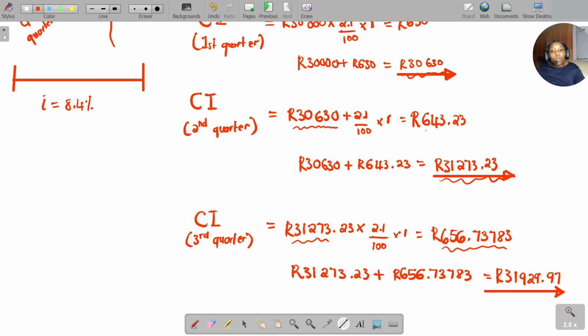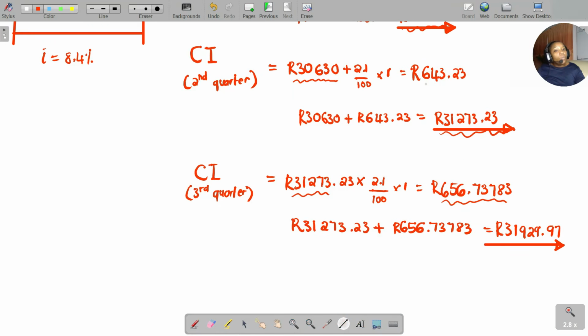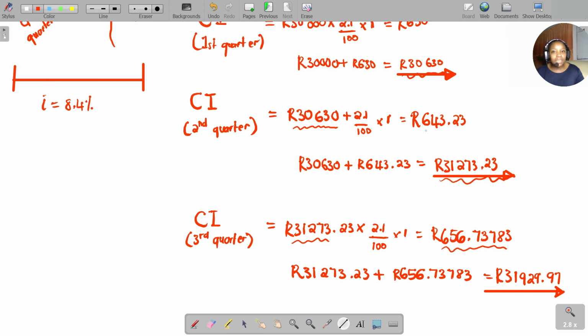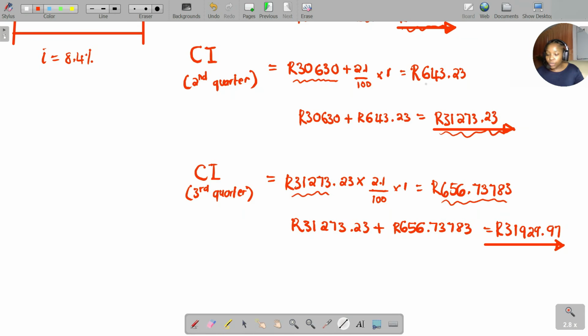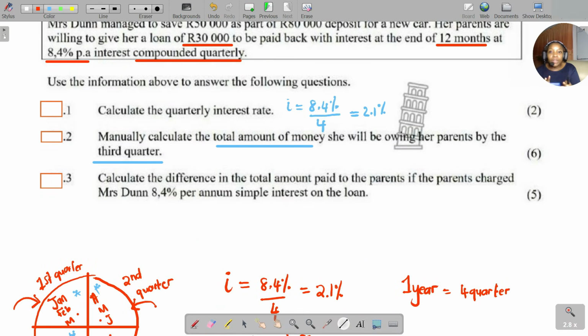And obviously, if you wanted to continue to the fourth quarter, we just take that amount, multiplied by 2.1 over 100, okay, to get the interest. Then we take that interest amount and add it to the initial amount to get in total how much she will owe her parents at the end of the 12 months. All right, so that is how we need to go about doing this calculation. Okay, so manually calculate. You say, but manually, you need to show these steps that I've taken you through.